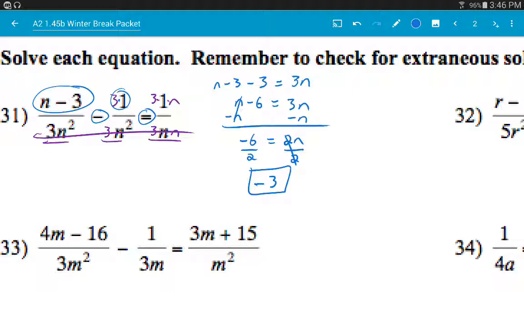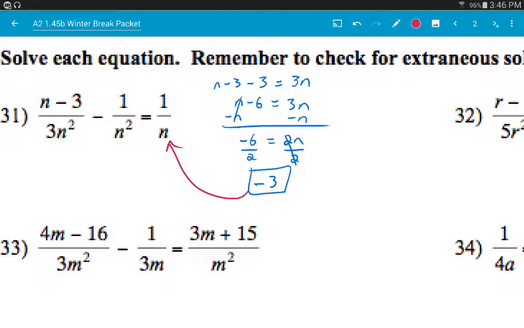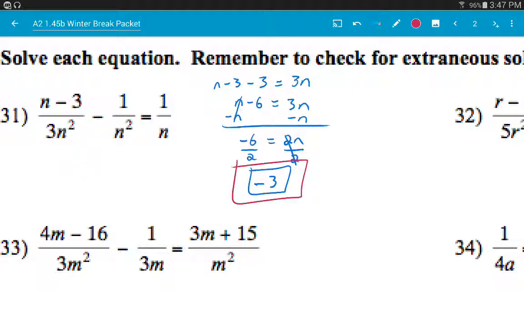Now, we would of course want to make sure that when we plug this back in, it actually solves the original. I'm really only concerned about, in this case, the denominators. If it made any of these equal to 0, I would be worried about it. So if I plug -3 in here, nope, not going to make it 0. -3 in here, -3 squared is 9. -3, nope, so that's fine. If it made any of these denominator terms equal to 0, that would be a problem, and then we would cross it out. But that is not the case, so it is perfectly fine as a solution.